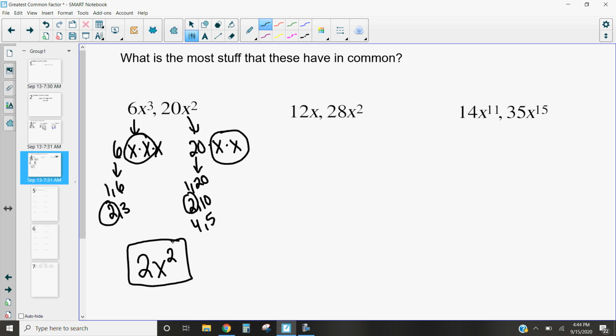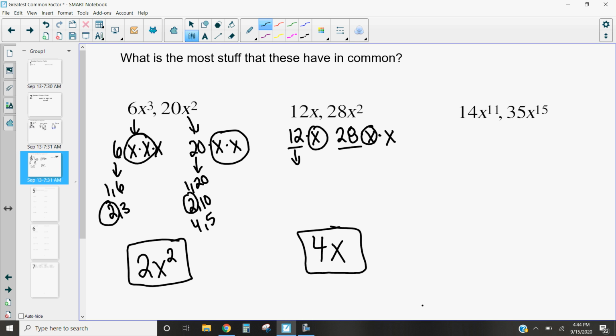Now let's take a look at this next one. We're going to do the same thing. This is 12 times x. This is 28 times x times x. Notice they both have an x, so we can pull that x out. And then the greatest common factor between 12 and 28, well, that's going to be 4. So this will pull out to be a 4x. And again, we can list out all of those factors just to double check if you need to. But as we list out those factors, be aware that if you know what it is, you don't have to list it out every single time. So our greatest common factor here was 4, and there was an x.